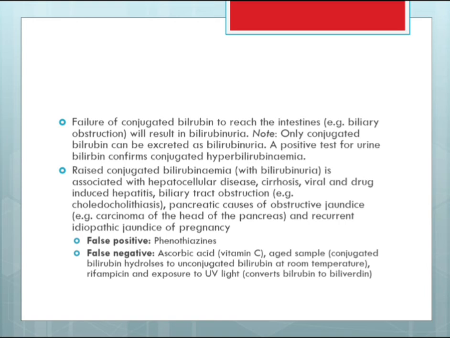Note: only conjugated bilirubin can be excreted as bilirubinuria. A positive test for urine bilirubin confirms conjugated hyperbilirubinemia. Conjugated bilirubinemia with bilirubinuria is associated with hepatocellular disease, cirrhosis, viral and drug-induced hepatitis, biliary tract obstruction such as cholelithiasis, pancreatic causes of obstructive jaundice such as carcinoma of the head of the pancreas, and recurrent idiopathic jaundice of pregnancy. False positives may be due to phenothiazines. False negatives may be due to ascorbic acid, aged sample, rifampicin, and exposure to UV light.